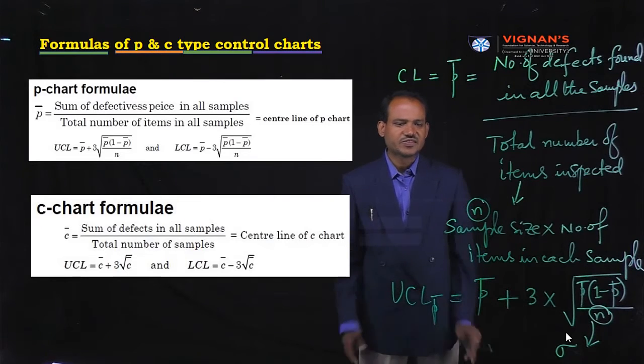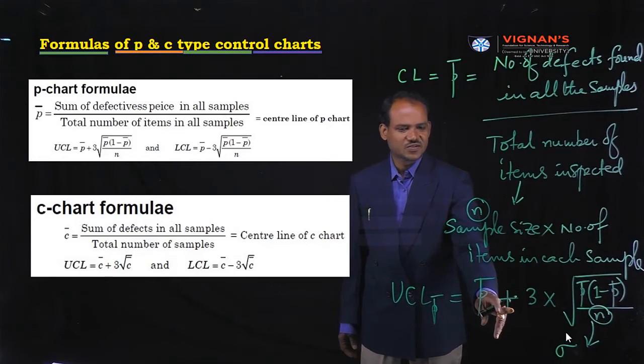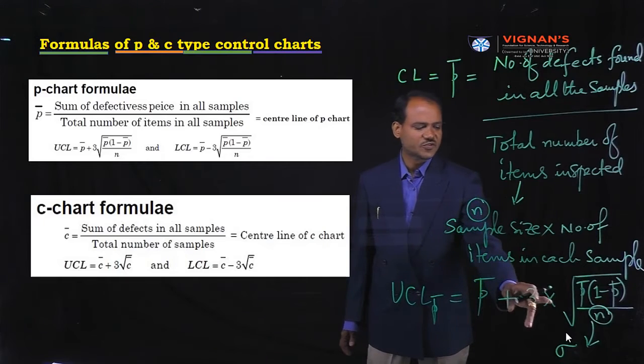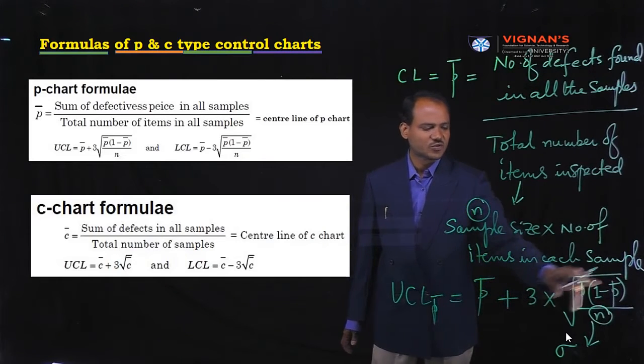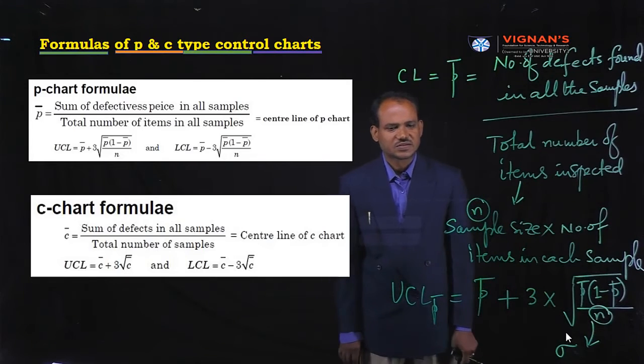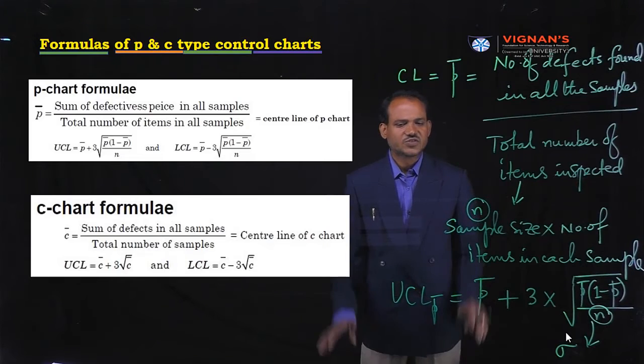LCL is very simple. LCL is P bar, in place of the plus sign use the minus sign, that's all. P bar minus 3 into the square root of P bar into 1 minus P bar divided by n. Okay, these are the formulas used in P charts.